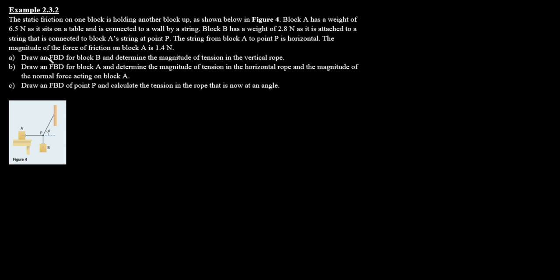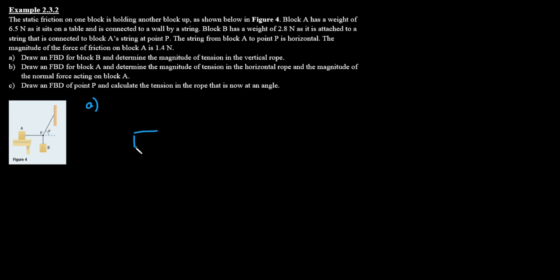Part A asks us to draw a free body diagram of block B and determine the magnitude of tension in the vertical rope. B says draw a free body diagram of block A and determine the magnitude of tension in the horizontal rope and the magnitude of the normal force acting on block A. And then C says draw a free body diagram of point P and calculate the tension in the rope that is now at the angle. I know it's weird, but for A, we're actually looking at block B.